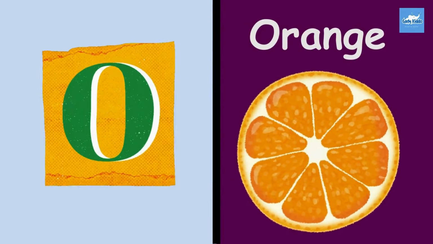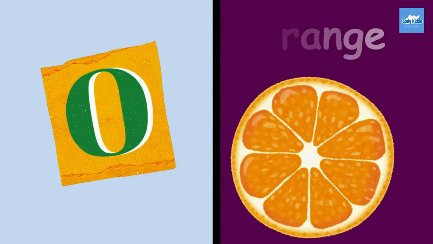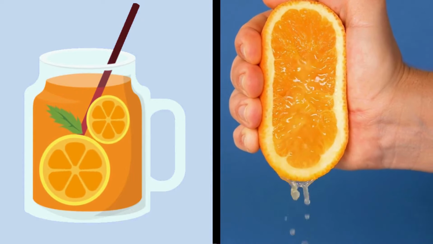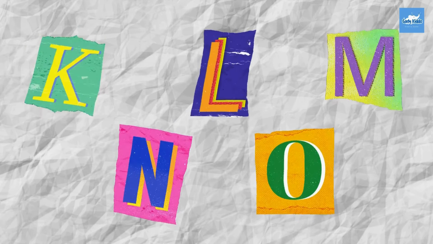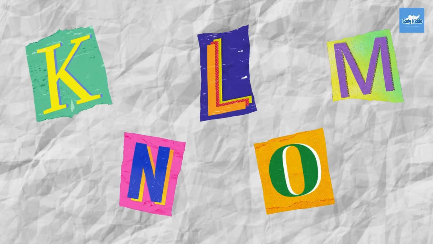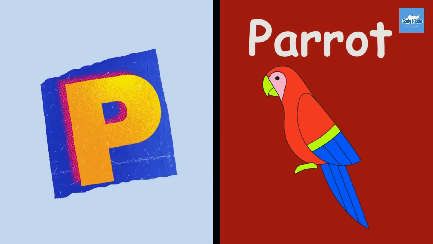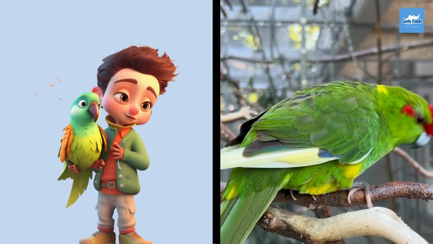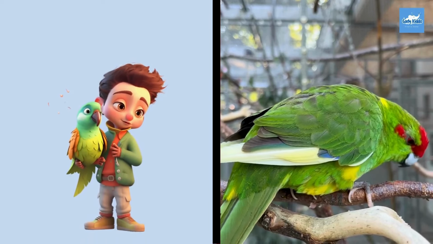O is for orange. O, o, orange. O, orange. P is for parrot. P, p, parrot.